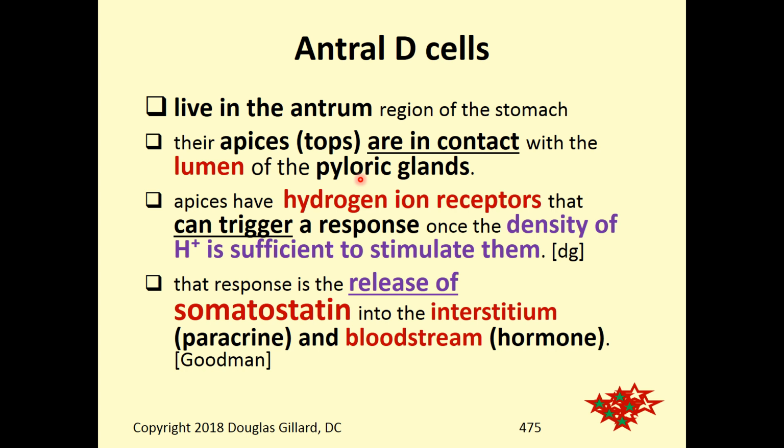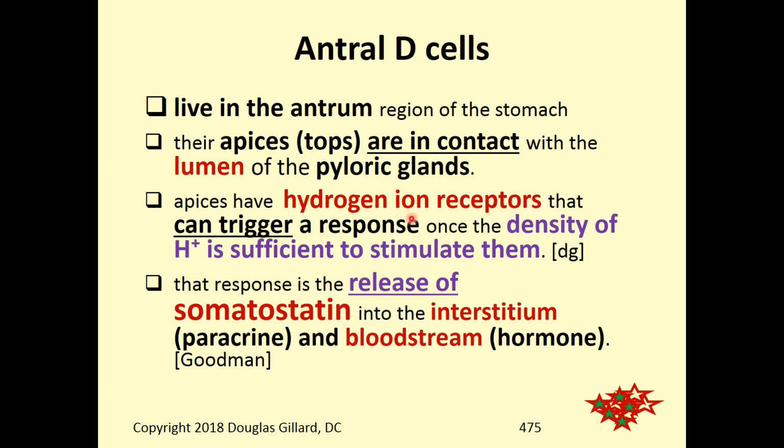Do we have pyloric glands and chief cells in these pyloric glands? No. How does the acid get in there then? Well, it's just from the general acid of the stomach lumen. Some will drip down into these pyloric glands, and it's tasted by the antral D cells, so we can know how acidic the stomach is.